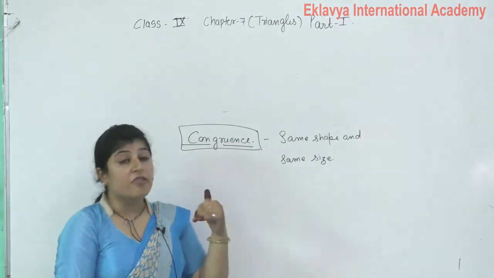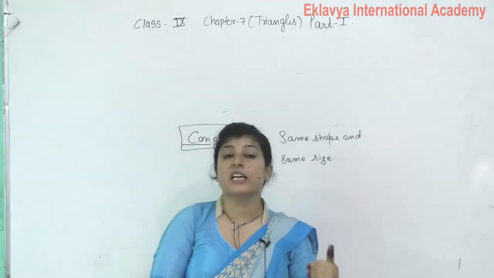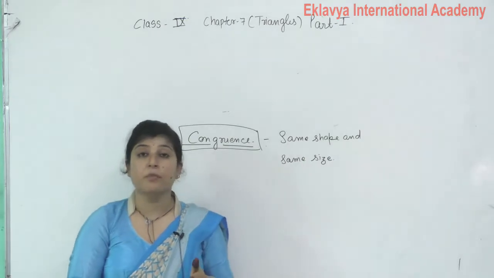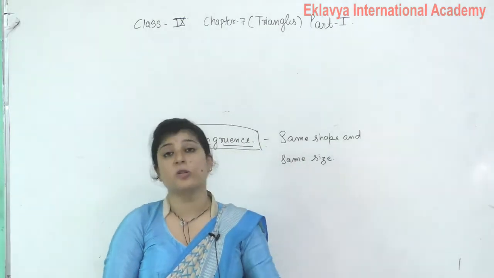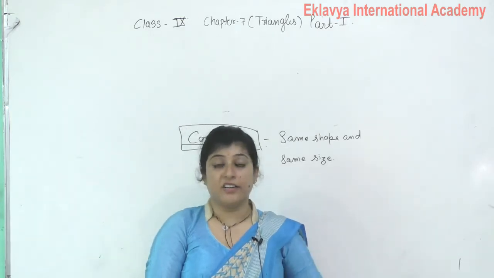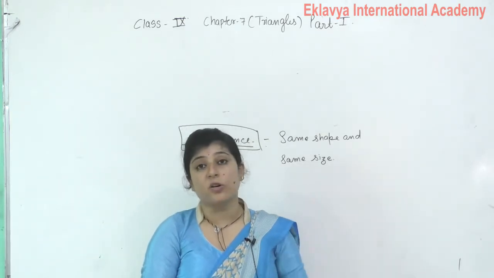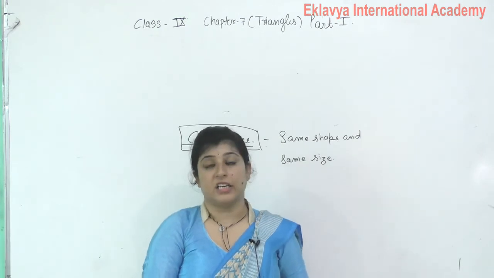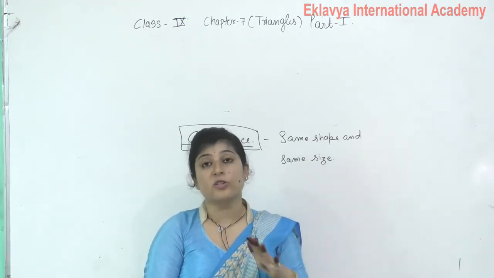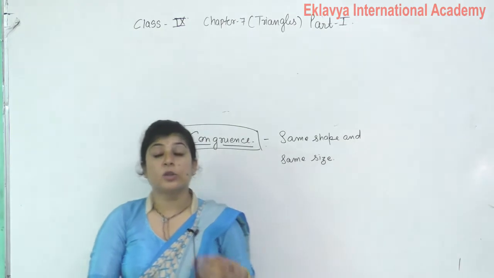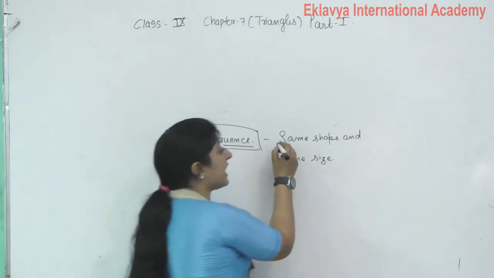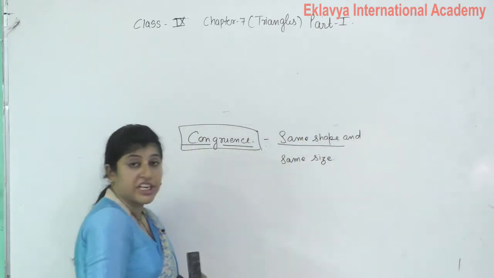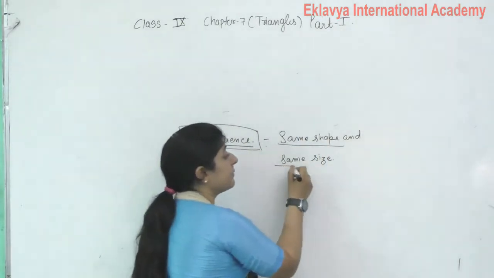It means for congruency we will compare the same type of figure. If we are taking one triangle, then the other should also be a triangle. If one is a rectangle, then the other should also be a rectangle. If one is a circle, then the other should also be a circle. So two same figures are said to be congruent if they have the same shape and the same size.